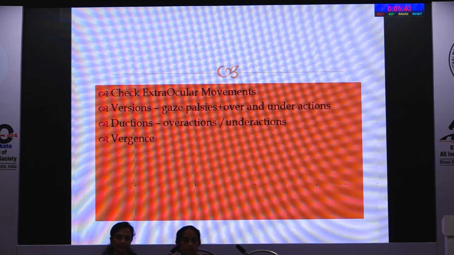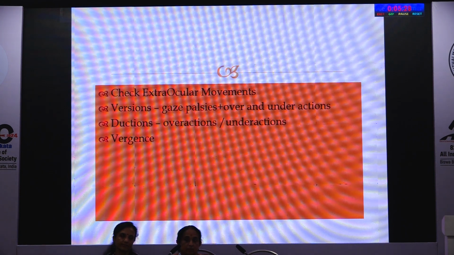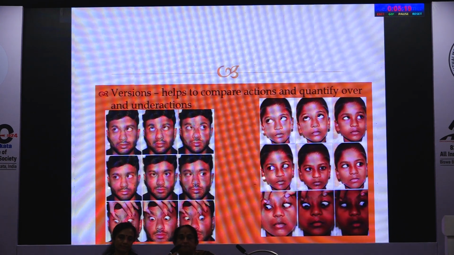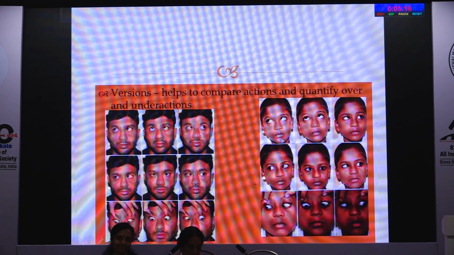The versions are important, and you can assess the versions first, because in conditions like gaze palsies, ductions and versions can be different. Versions help in assessing gaze palsies, and you can compare both eyes. Ductions are uniocular movements, and vergences are where the eyes are moving in different directions. The main importance of versions is that you can compare both eyes. If you have a subtle overaction, you may not make it out if you examine only in adduction, and you also have to assess it in all the nine cardinal positions. Here you can see a very small inferior oblique overaction which you may miss if you don't examine both eyes together.